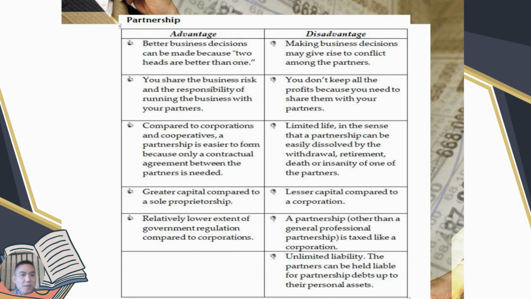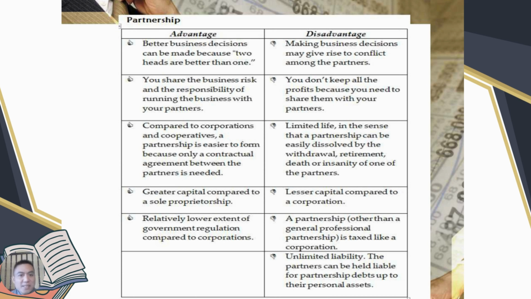Compared to corporations and cooperatives, a partnership is easier to form because only a contractual agreement between the partners is needed. So kapag nag-connect ang iyong kagustuhan, pwede na po kayong maging partner with the consent of each of you. Greater capital compared to a sole proprietorship. Relatively lower extent of government regulation compared to corporations.